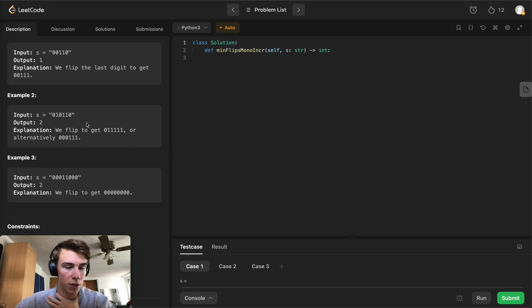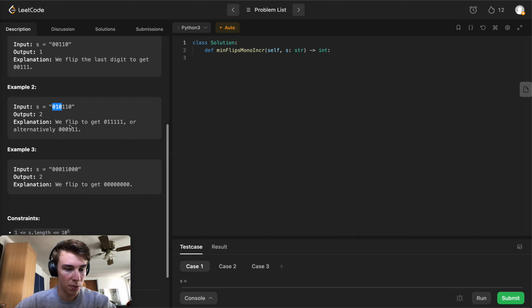0, 1, 0, 1, 1, 0. Here we could flip these two zeros to ones to make this a monotone string. Okay. Alternatively, we could also flip this 1 to a 0 and flip this 0 to a 1. Okay, interesting.